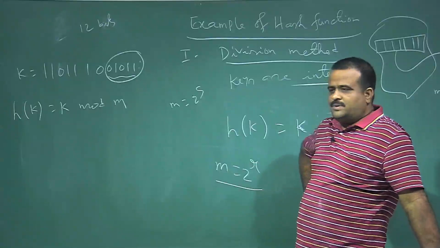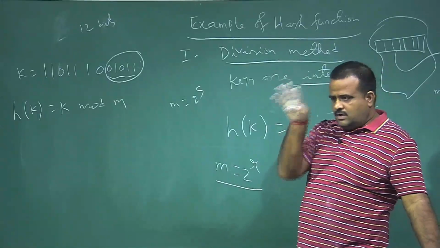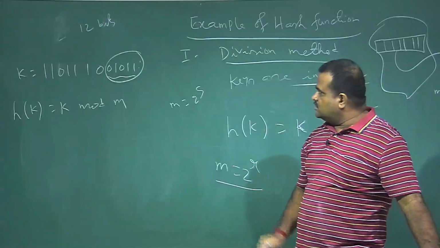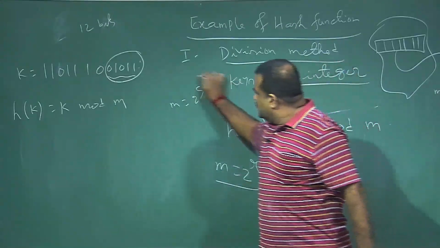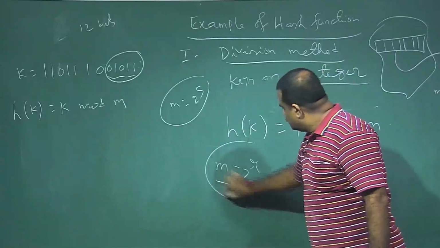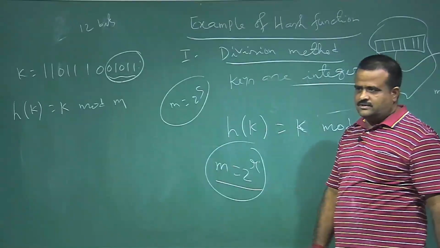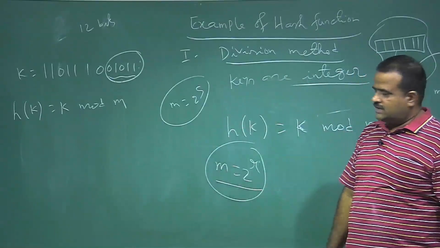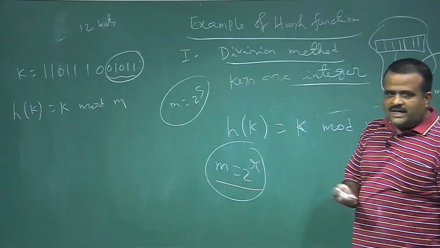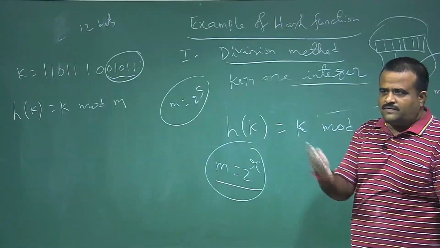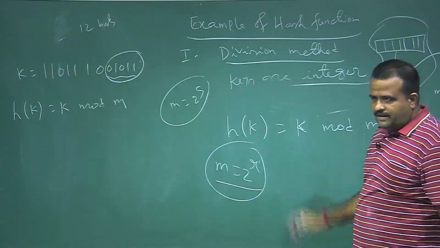So, that means this hash function is not distributing the keys uniformly among the slots. So, this is not a good choice. M being 2 to the power r is not a good choice. So, we avoid this in order to avoid having more collisions. We want our hash function to distribute the keys in an alpha way, load factor way. So, that is not happening over here.